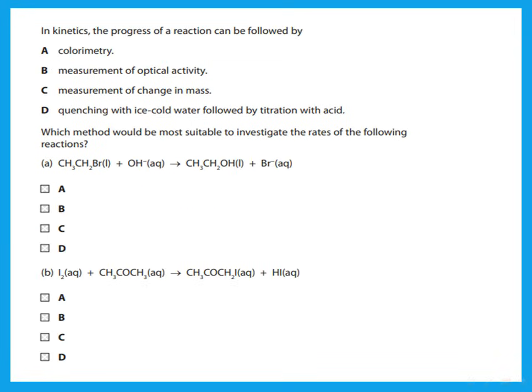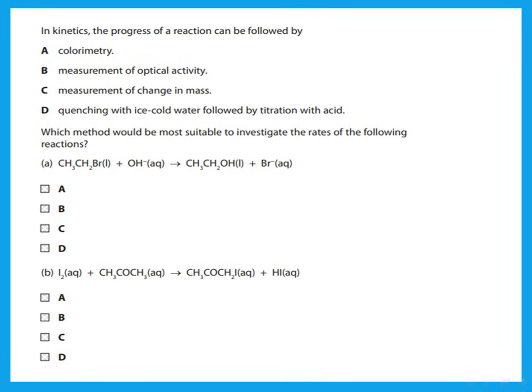In kinetics, the progress of a reaction can be followed by these 4 options. Which method would be most suitable to investigate the rates of these reactions? Well, here this is a reaction of a halogenoalkane with hydroxide to give alcohol plus bromide. Well, can I use colorimetry? I don't have any colored compound in here. Measure optical activity. I don't have any chiral center. Measure of change in mass.